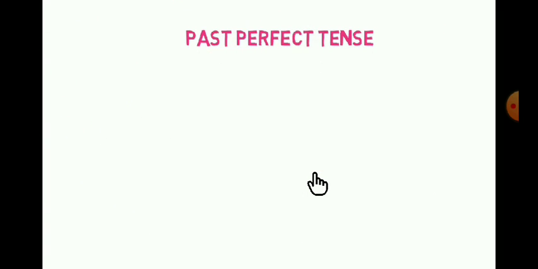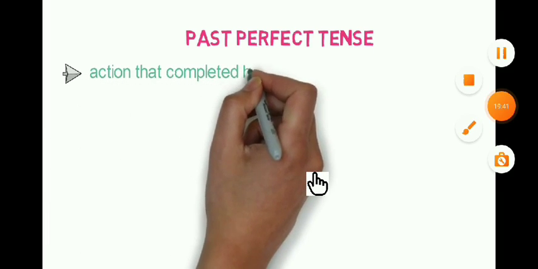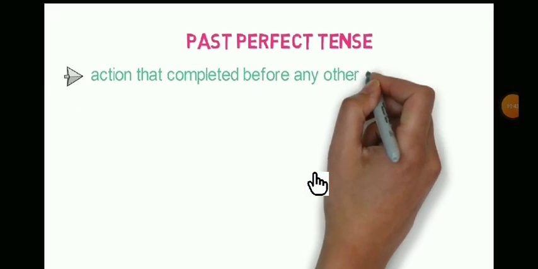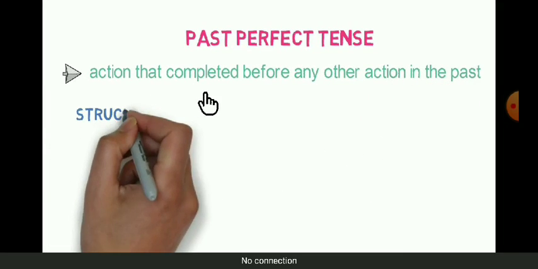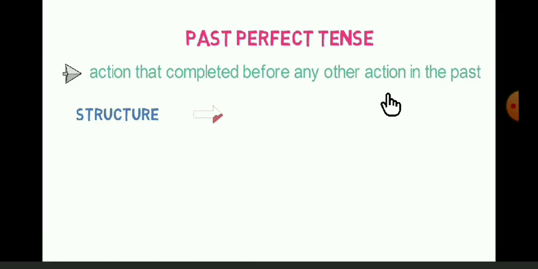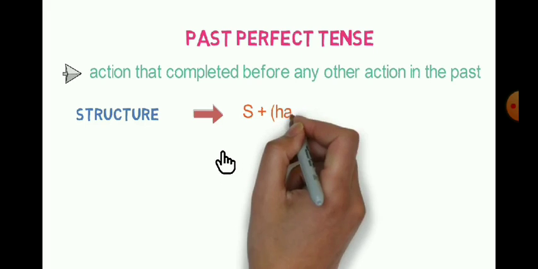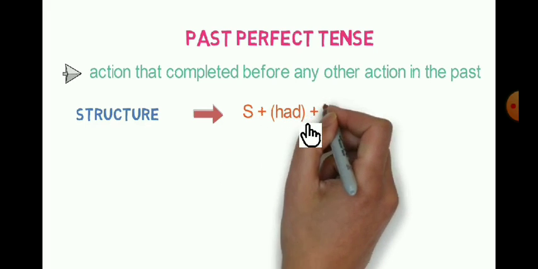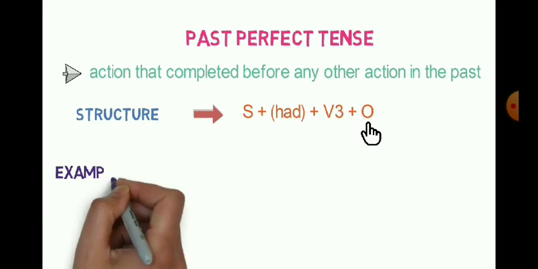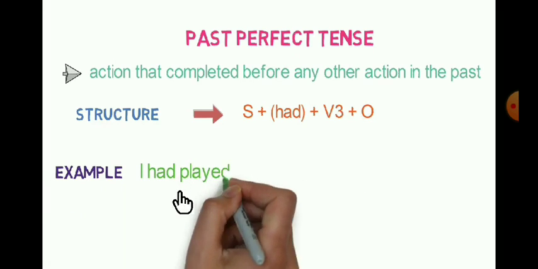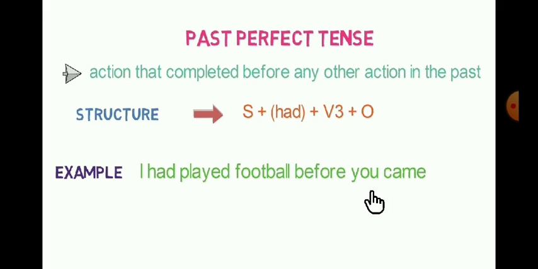All right, now we come to the past perfect tense. What is the meaning of it? An action that was completed before any other action in the past is called past perfect tense. The sentence structure is subject plus had plus verb in the form of 3 plus object. Very simple. And the example based on the sentence structure: I had played football before you came.